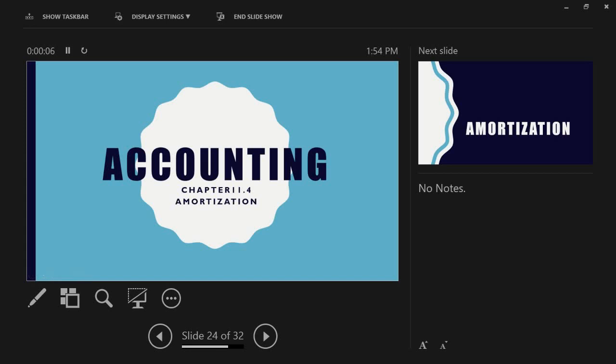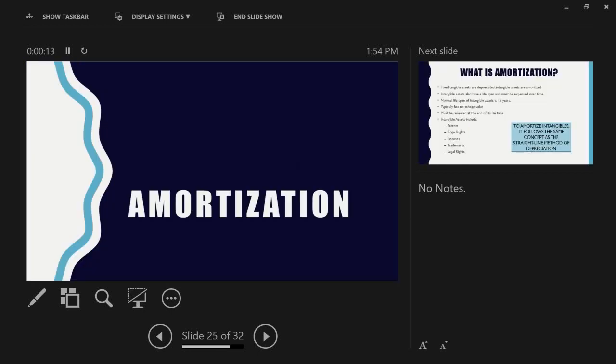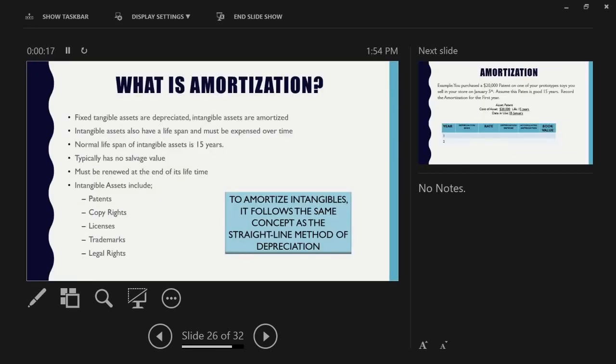Okay, for amortization. The reason I did this right after is because you'll see why, and I'll explain. First off, what is amortization? Amortization is for intangible assets. Depreciation is for fixed assets, which have a physical appearance, while amortization is for intangible assets.